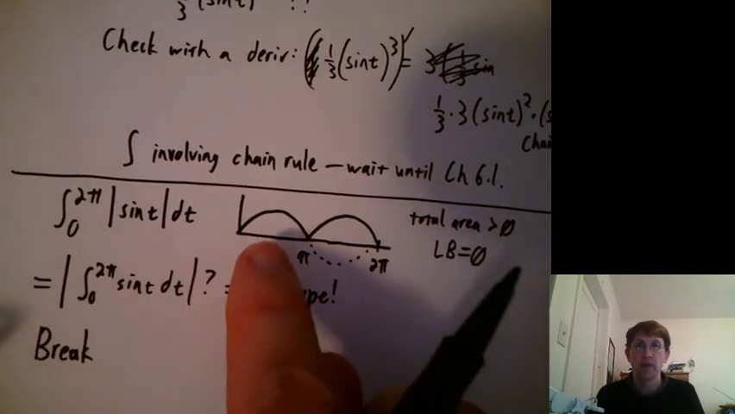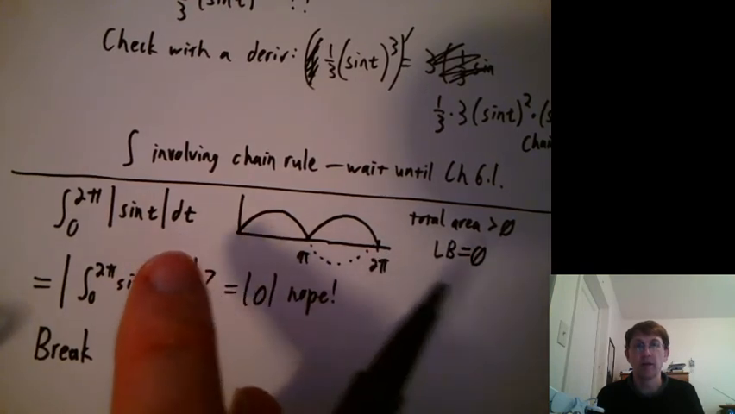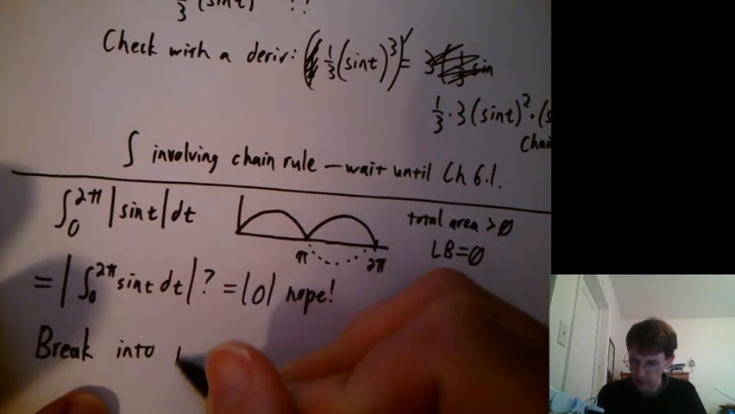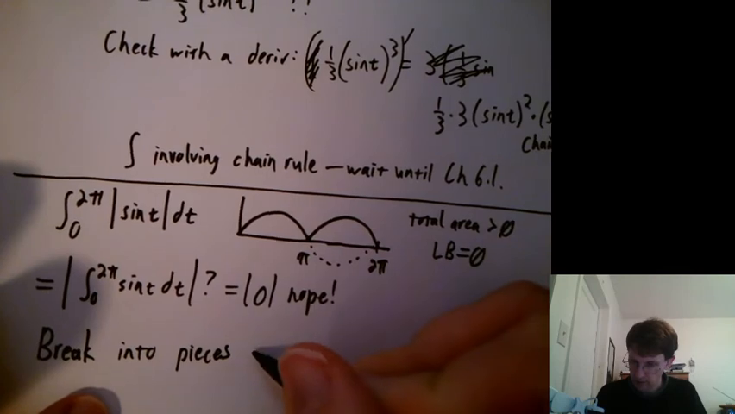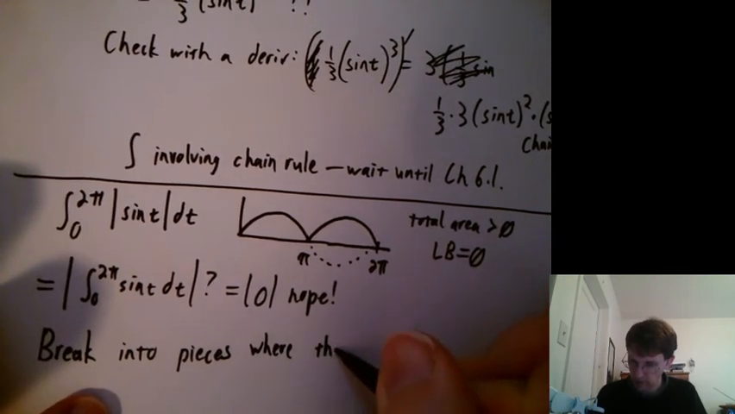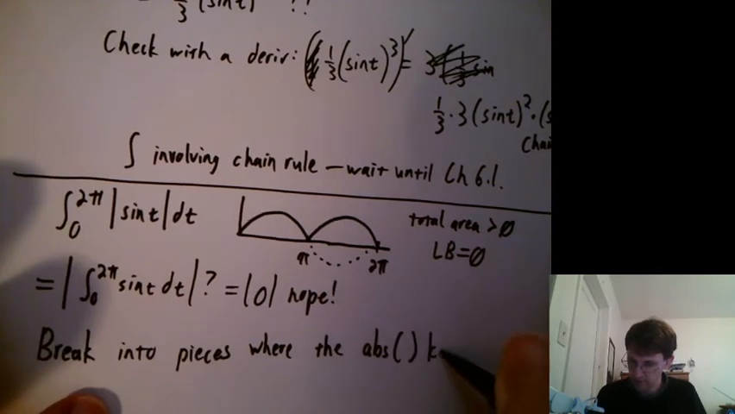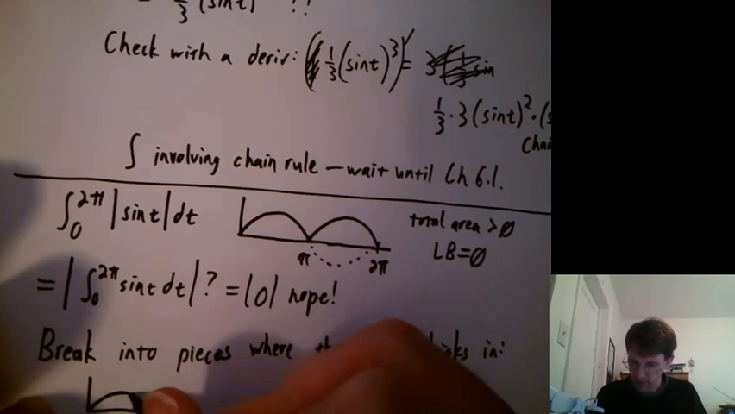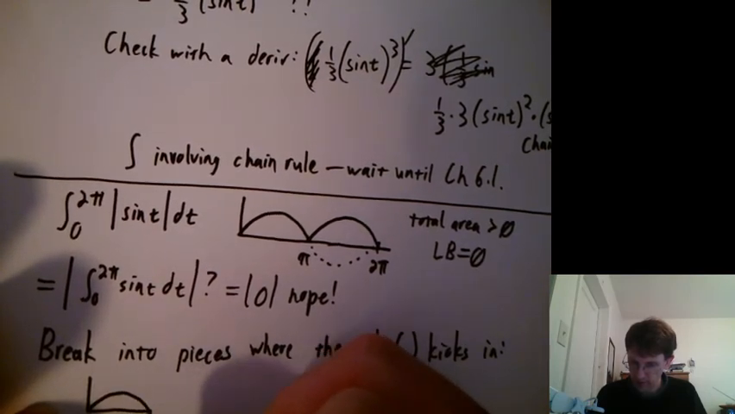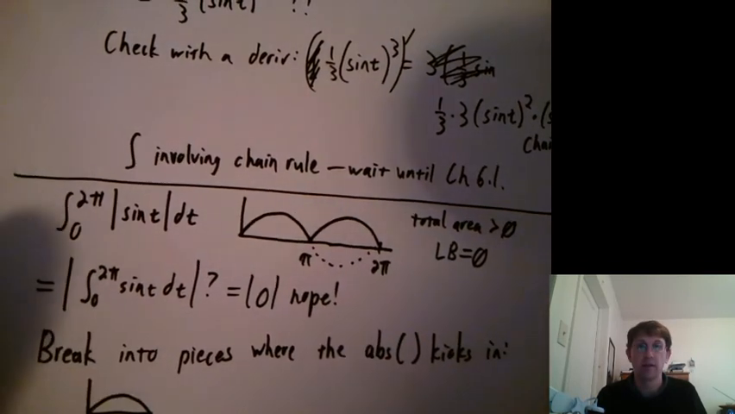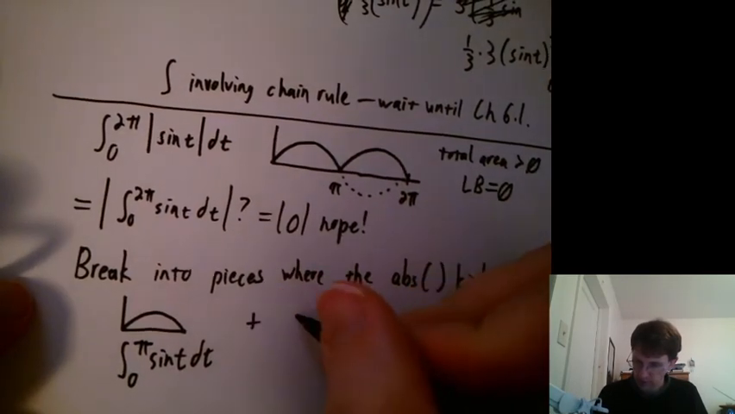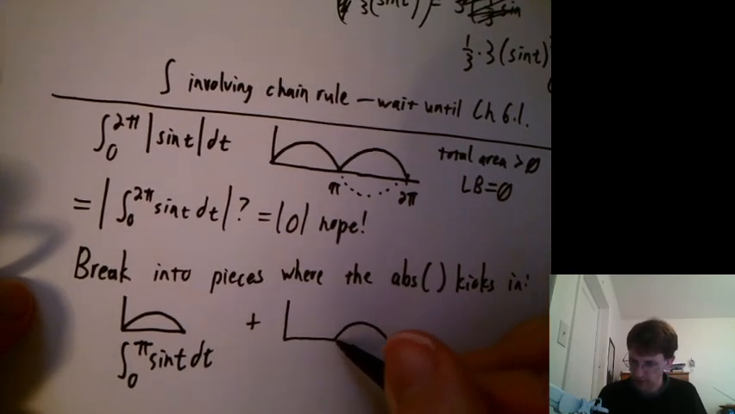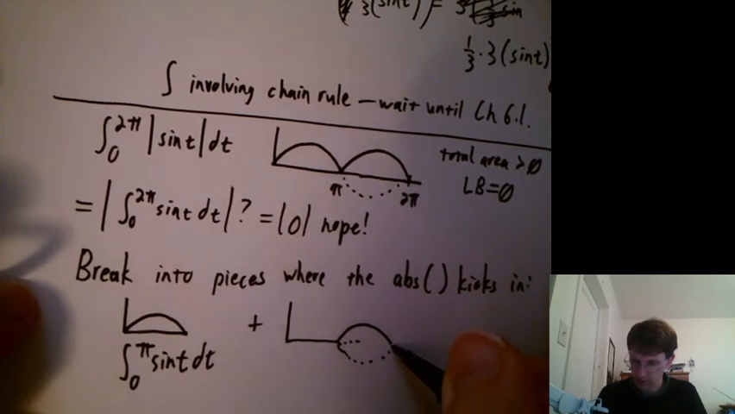But in general, if you have an absolute value, you have to break the integral into pieces where the absolute value is doing different things. So we have to break into pieces where the absolute value kicks in. So we'd say the first piece is just ordinary, right? Integral 0 to pi of sine t dt, plus that second part, it was like that, but it was kind of the opposite of that.